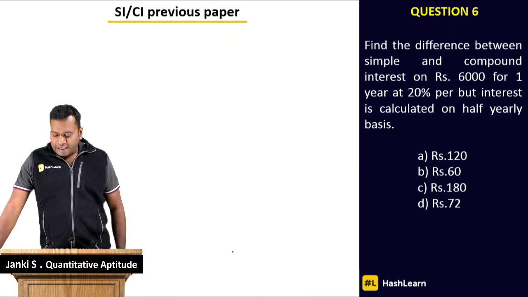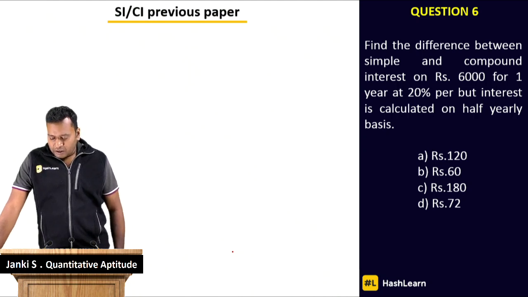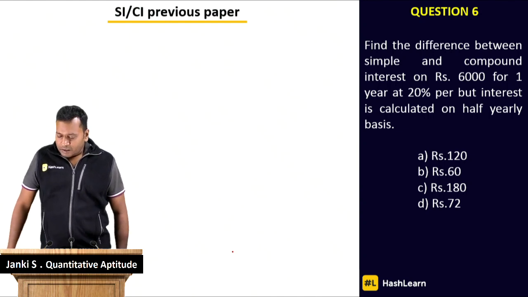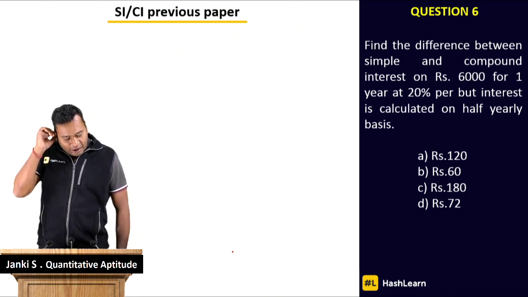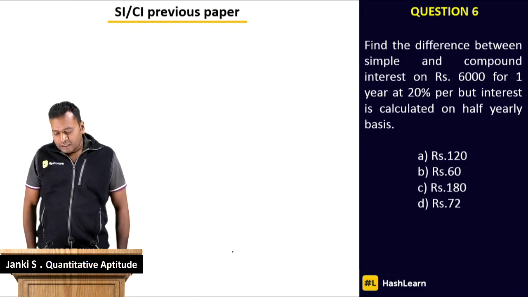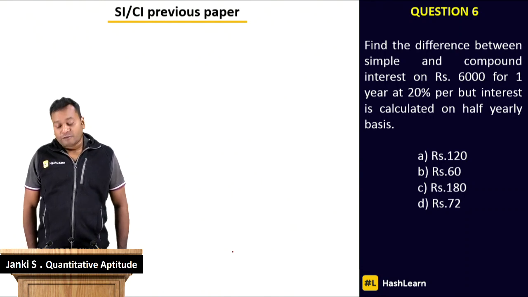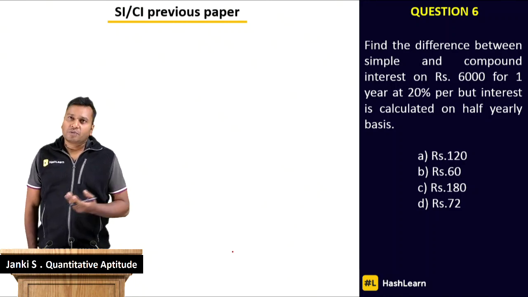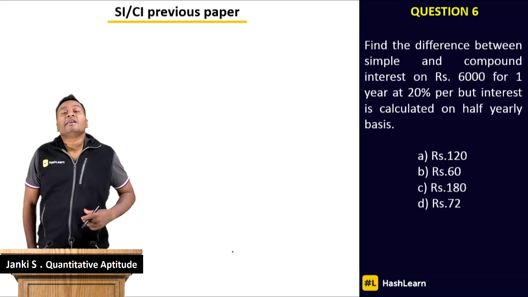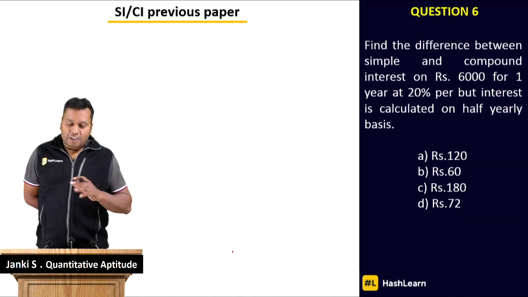Sixth one. Find the difference between simple and compound interest on rupees 6,000 for 1 year at 20% per annum, but interest is calculated on a half yearly basis, right? Here, if you calculate simple interest, whether it is half yearly or yearly doesn't matter much. It matters in the compound interest format, because in simple interest my interest remains constant. So if it is 10% half yearly, in 1 year it will be 20% only. But in the compound interest format, this changes a bit.